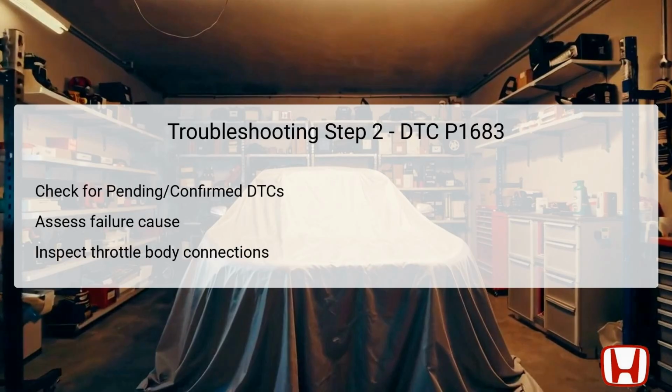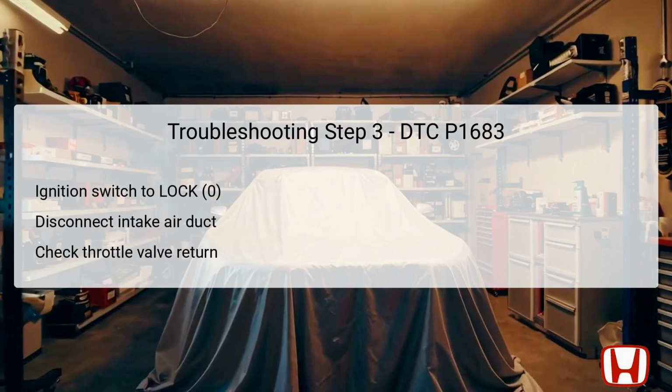Once the above steps are completed, check for any pending or confirmed DTCs using the HDS. If DTC P1683 remains indicated, this suggests a persistent issue that requires further analysis. Investigate potential causes, especially focusing on the physical and electrical conditions of the throttle body. Inspect for any poor connections or loose terminals that may be negatively impacting the throttle's operation. If no DTC appears, consider it an intermittent failure and ensure all connectors are secure to prevent future issues.